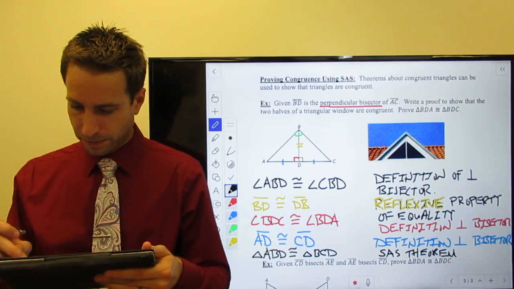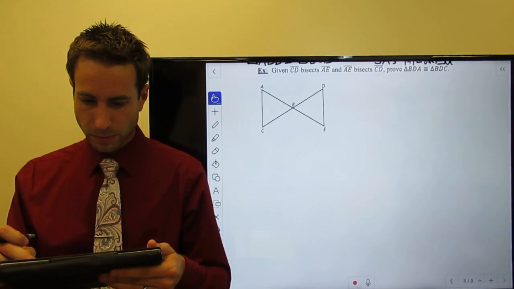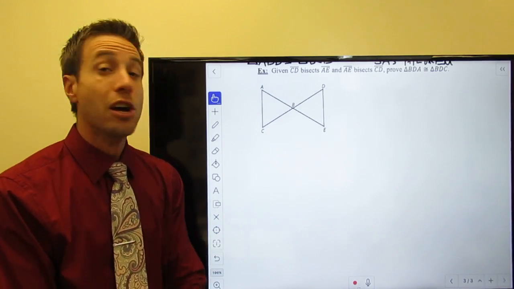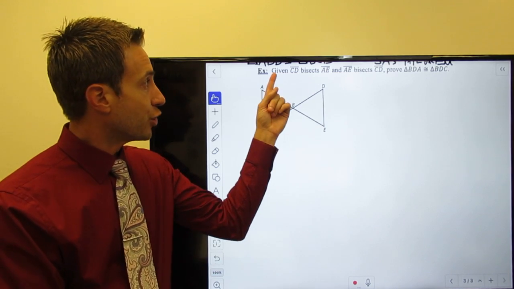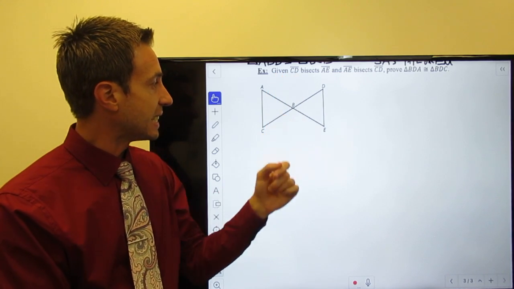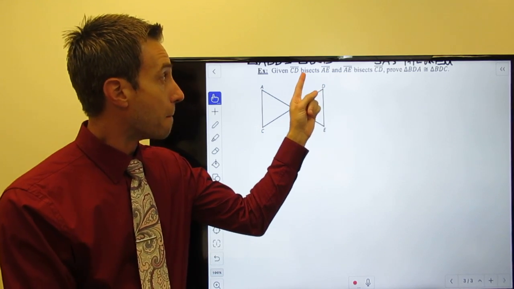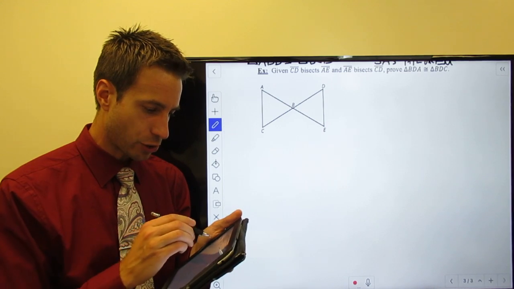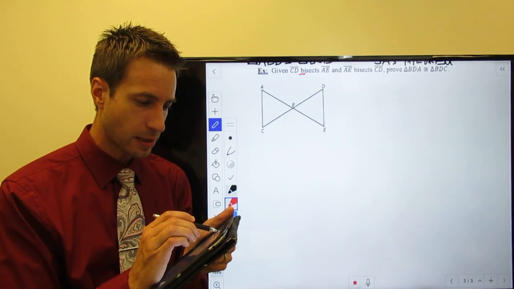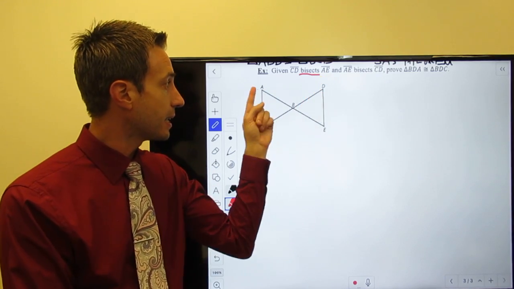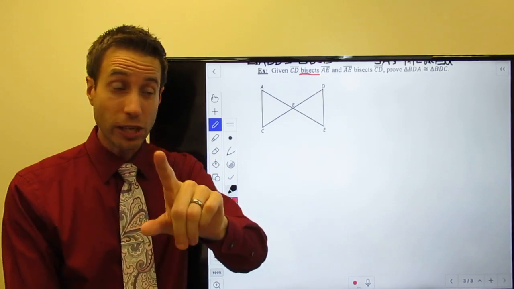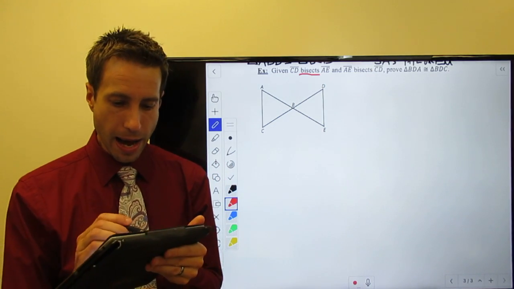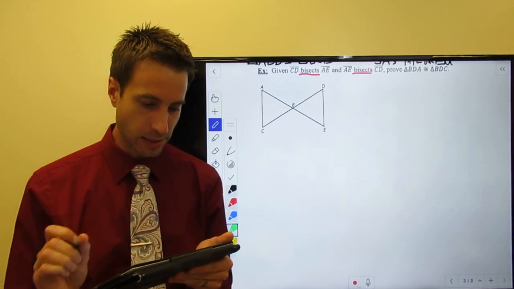Let's do another one. Here's the diagram that you've been given. Got this nice little bow tie looking thing. Let's see what we've been given. You've been given that CD bisects. That's a really good word. We've seen this a number of times here now, so you should be pretty comfortable with what bisects means. We see that CD bisects AE. And look at this. AE bisects CD.